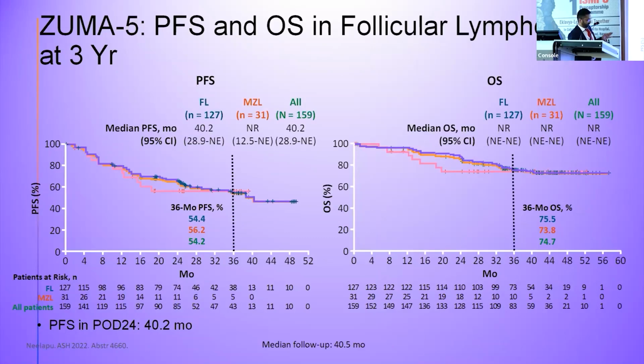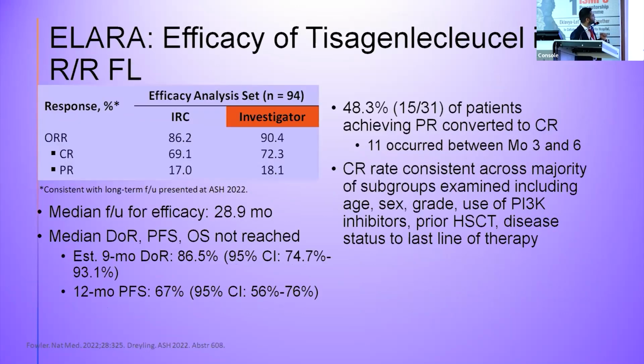So you can see from the Zuma study again, the PFS and the OS, this is Zuma 5 in follicular lymphoma. You see the PFS is near about 3.5 years for all the follicular. And the response rates are very good, ranging between 80 to 85%. And of the partial responses, 48% actually get converted into complete responses in time. So that's also true. And the CRS rates are going down. We are getting better at managing them. And also, as mentioned, with humanized CARs, things are getting better.